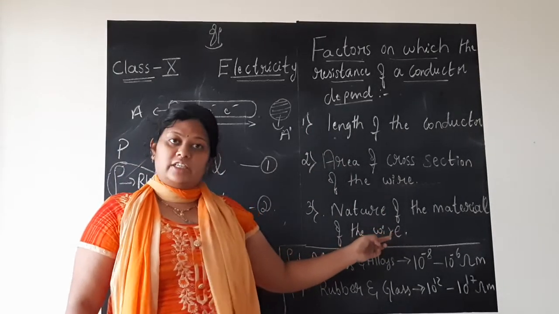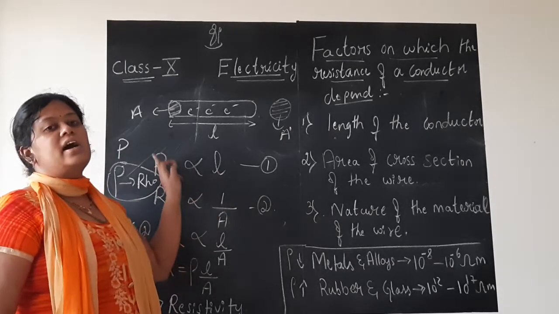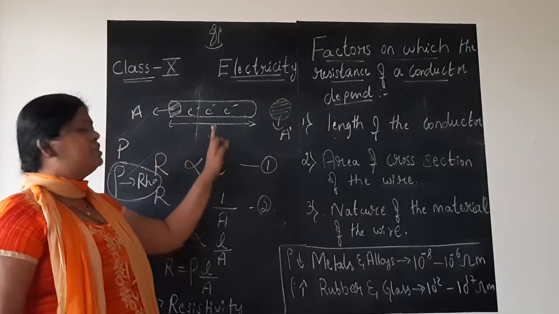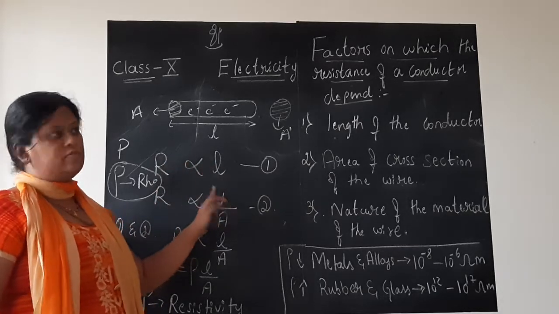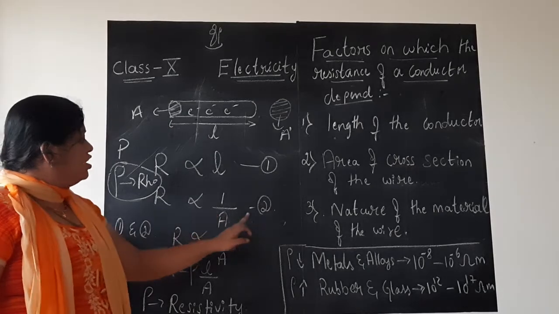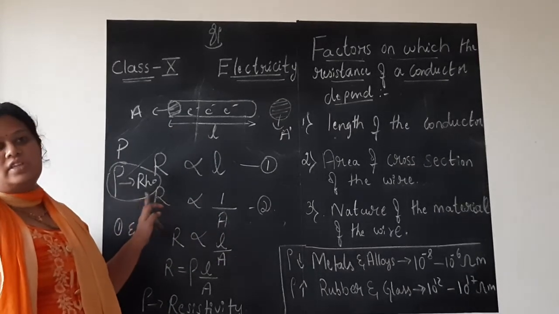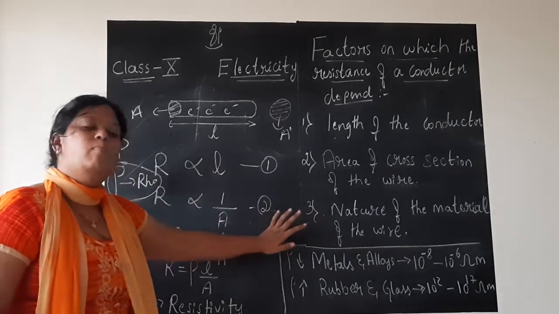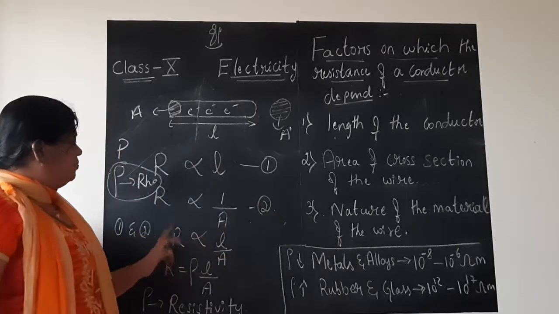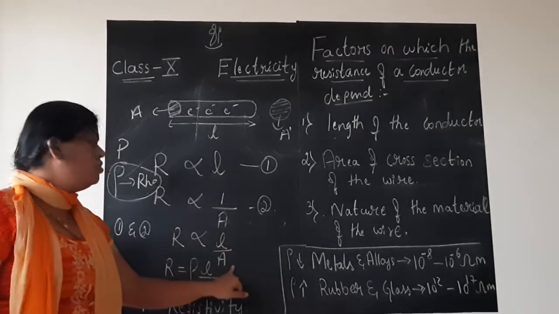Mathematically, if they ask you to explain, what should you do? Resistance is proportional to L. R is directly proportional, which means if one increases, the other also increases; if one decreases, the other also decreases. R is inversely proportional to A, which means if the area of cross section is more, resistance is less. Next, if you combine these two relations, you get R is proportional to L by A.